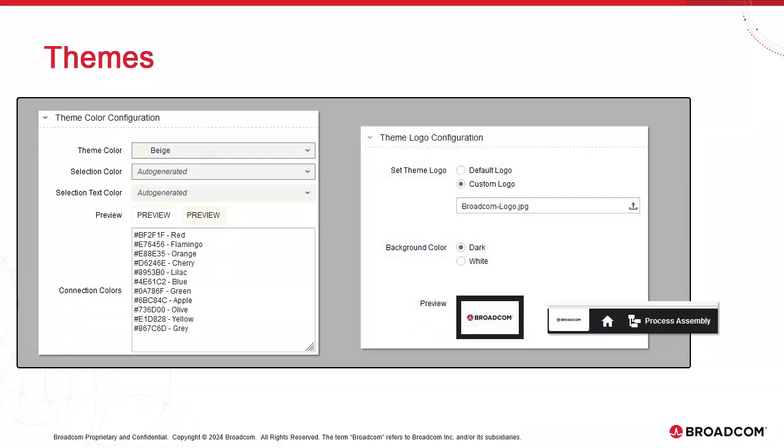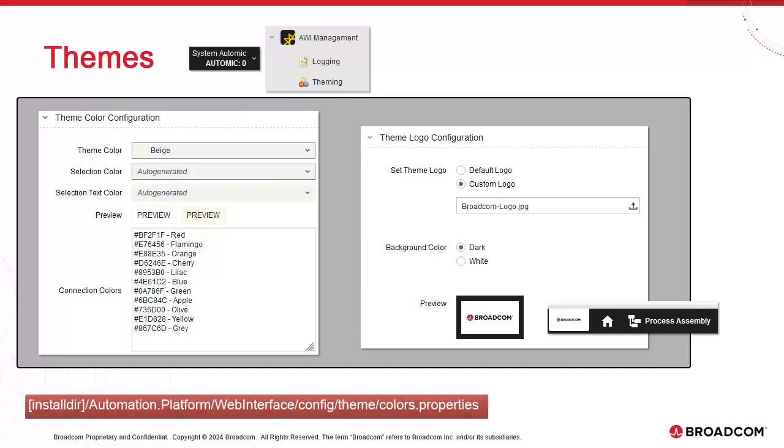You can also set a custom logo, say for your company. To access these settings, head to Client 0, Admin Perspective, expand AWI Management, and use the theming page. Note that colors can also be set in the colors.properties file under the install directory, Automation Platform, Web Interface, Config, Theme.